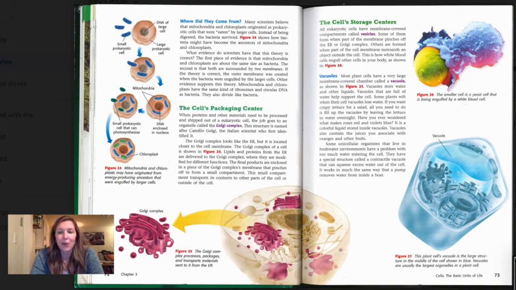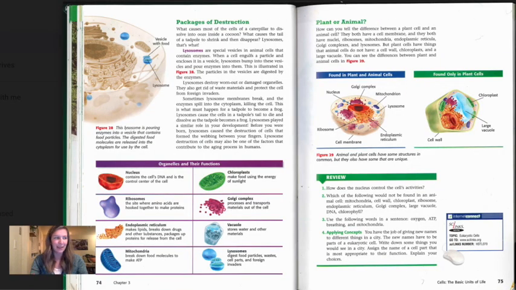Some unicellular organisms that live in freshwater environments have a problem with too much water entering the cell. They have a special structure called the contractile vacuole that can squeeze excess water out of the cell. It works in much the same way that a pump removes water from inside of a boat. We've made it to the last page. So page 74, packages of destruction.